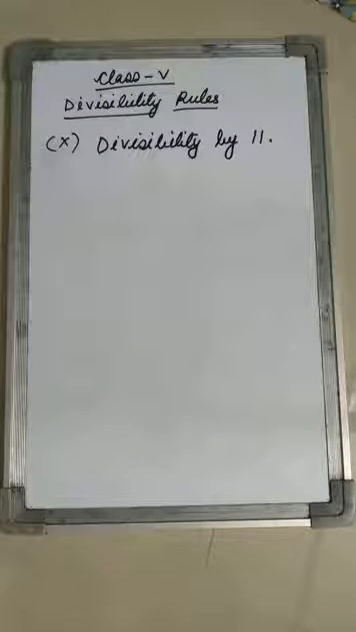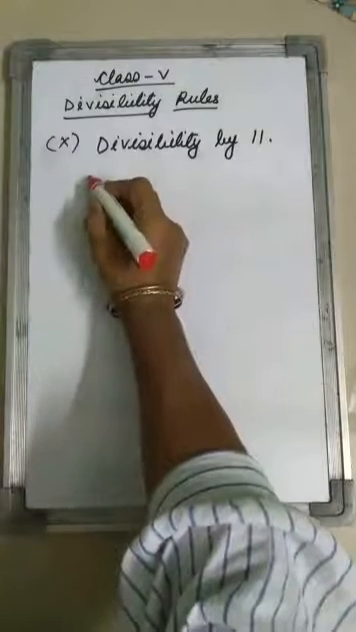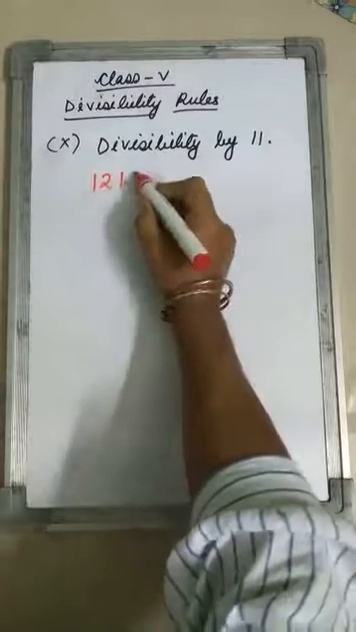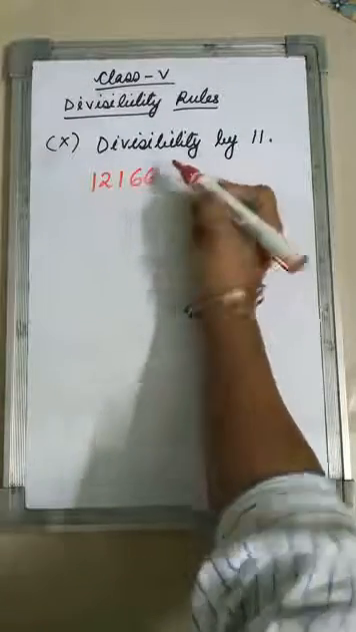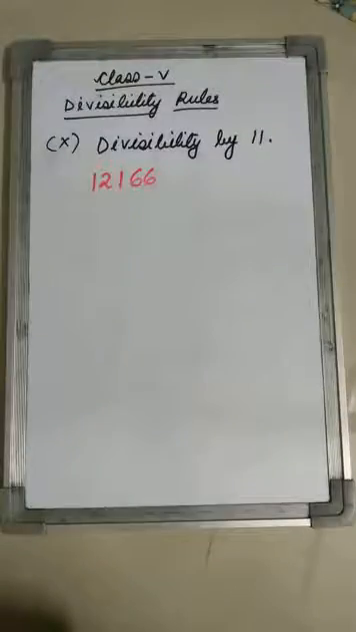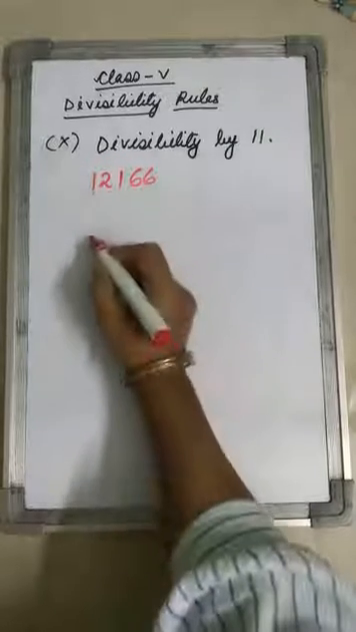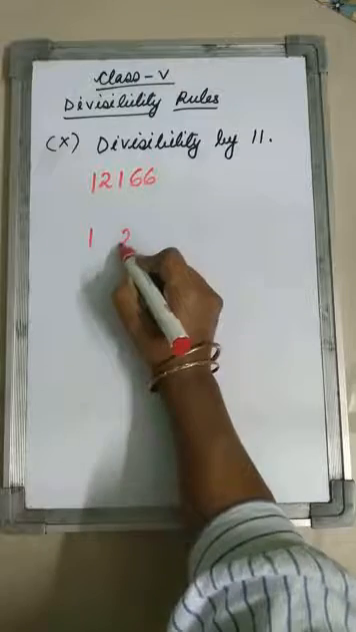So the next is divisibility by 11. We have to check if a given number is divisible by 11 or not. How to check this? Let us have a number 12166. We have to check if it is divisible by 11 or not.